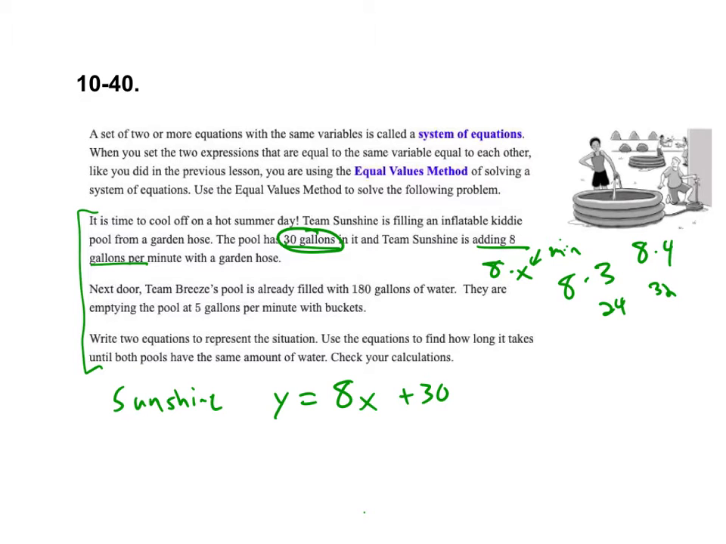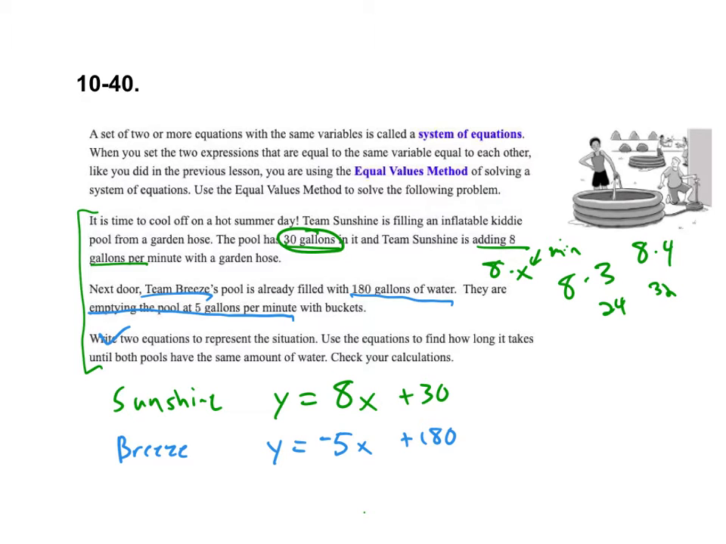Let's look at Team Breeze. I'll do them in blue. Team Breeze next door is starting with 180 gallons, but they are emptying the pool at 5 gallons per minute. Well, if I'm trying to find that total water, but they're starting with that 180, just like Team Sunshine, where they're starting with 30, they're starting with 180, but they're emptying or losing water at 5 gallons per minute. Again, x is in minutes. So now we've got our two equations.